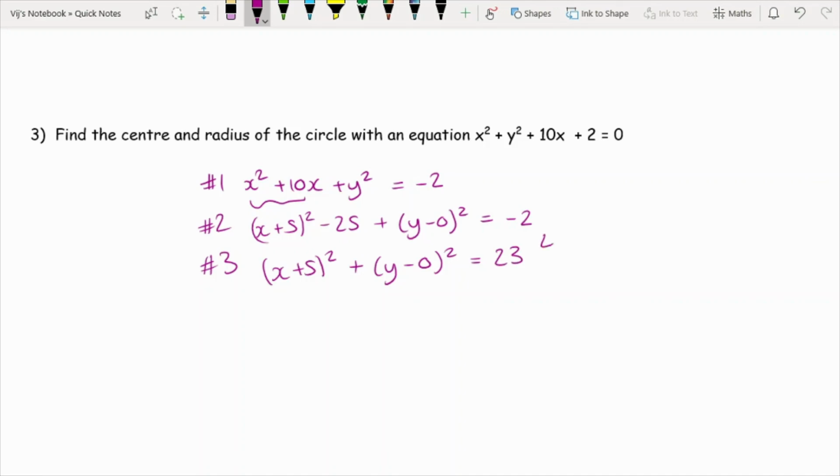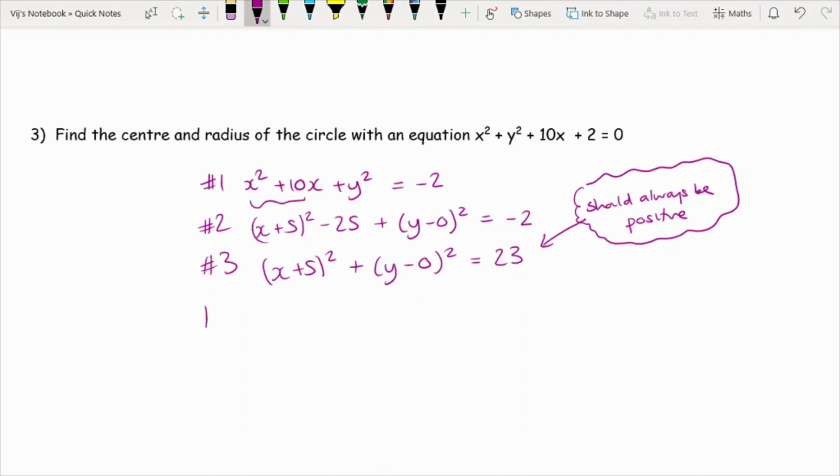Then the third step is we get (x + 5)² + (y − 0)² = 23. So note that this should always be positive. If you ever get a negative value, there's something you've definitely done wrong, because obviously the radius is looking at length and you shouldn't have a negative length.